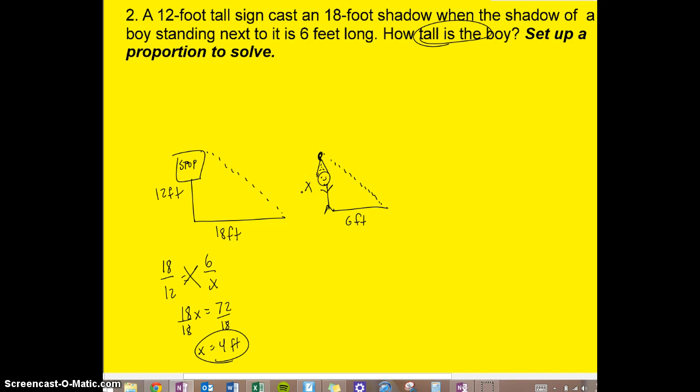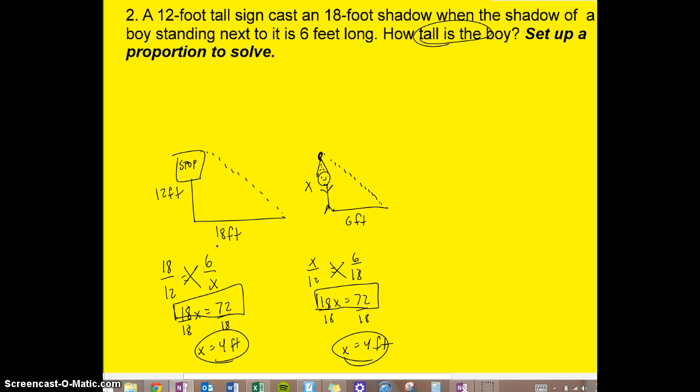Again, if you want to try something else, we could say height of the boy to height of the sign, so X over 12 equals shadow of the boy to shadow of the sign, 6 over 18. 18X equals 72, divide by 18, and X equals 4 feet. Let's make sure that we put our unit on there. And when you show your work, make sure you show us the equation, 18X equals 72, when you do your cross products.